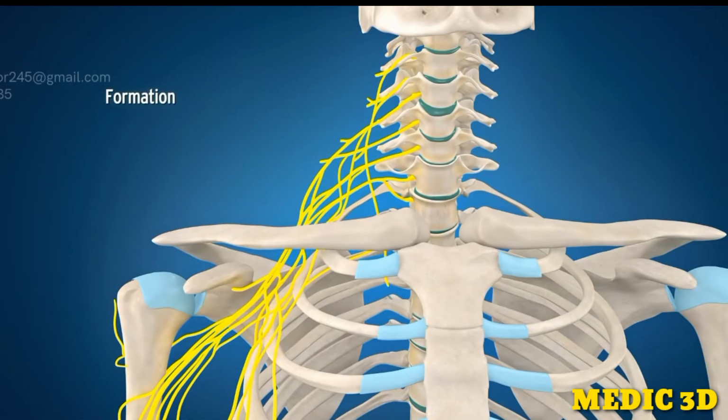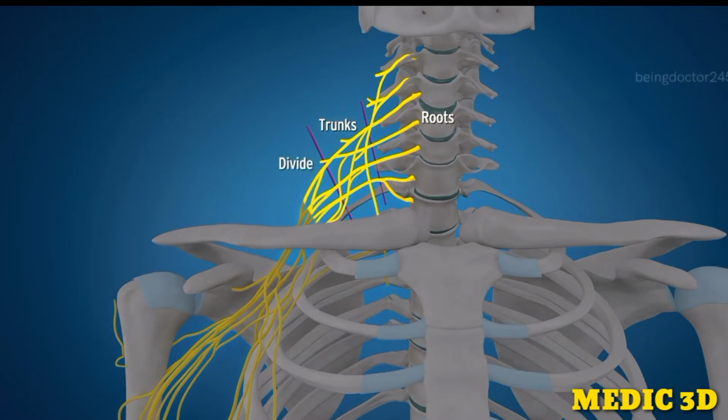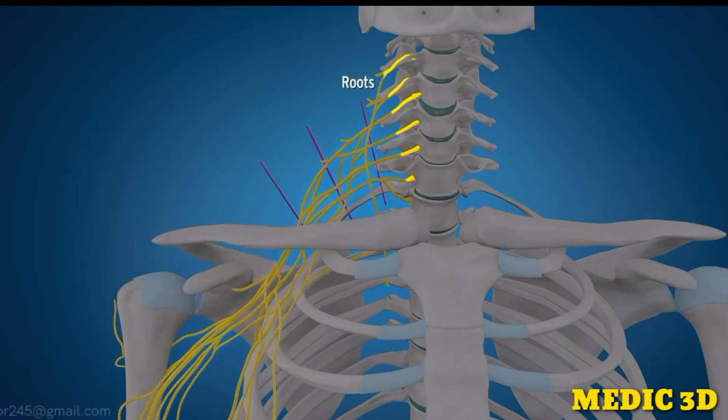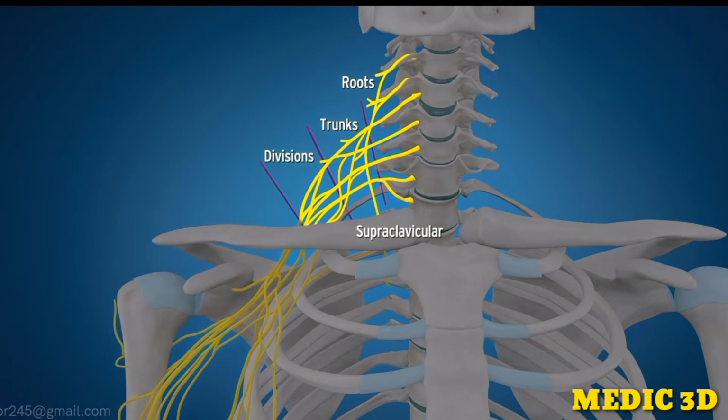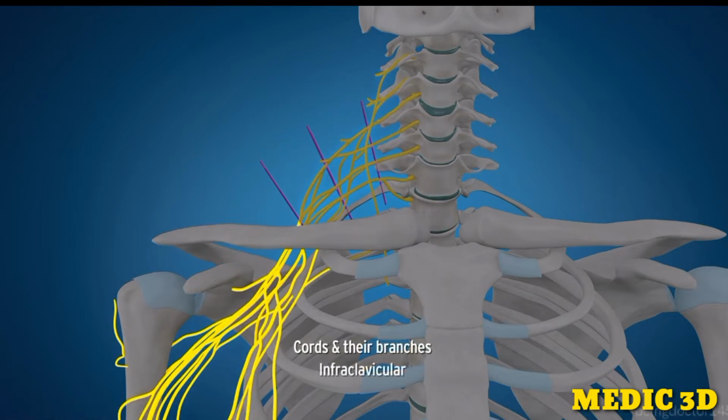Formation: the brachial plexus consists of roots. The roots unite to form the trunks, which divide and again reunite to form cords. Cords divide into branches that supply the muscles and skin. The roots, trunks, and divisions are supraclavicular. The cords and their branches are infraclavicular.